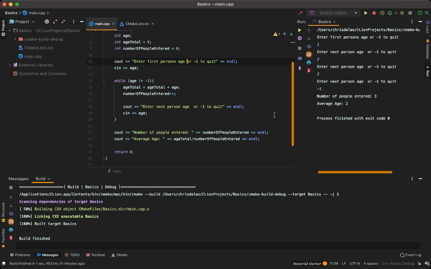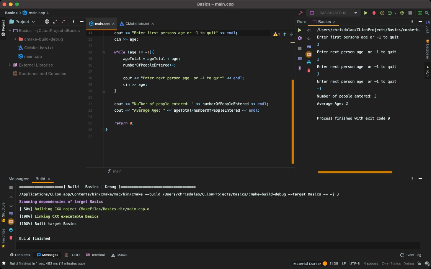And they're given a similar prompt on every loop: enter the next person instead of the first person. Capture the age again. And then from there, we just output the number of people entered, so in this case, 3. And we give them the average, which is the age total, the total of all the people's ages, divided by the number of people entered.